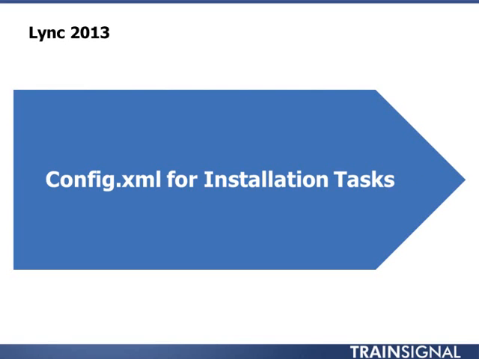But we can define additional instructions that are not available in the OCT by using a config.xml file. By default, the config.xml file is stored inside of the Core Products folder for the various applications of Office 2013. So what are some of the things that you can configure through the config.xml file?